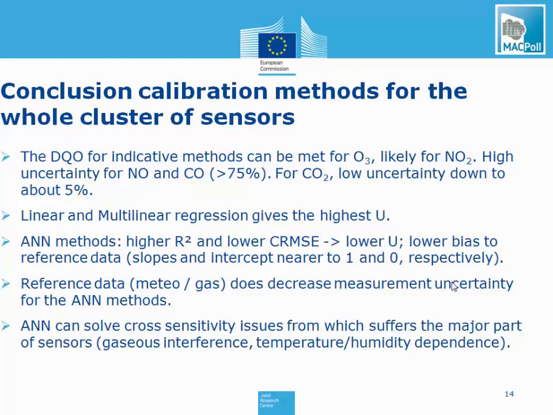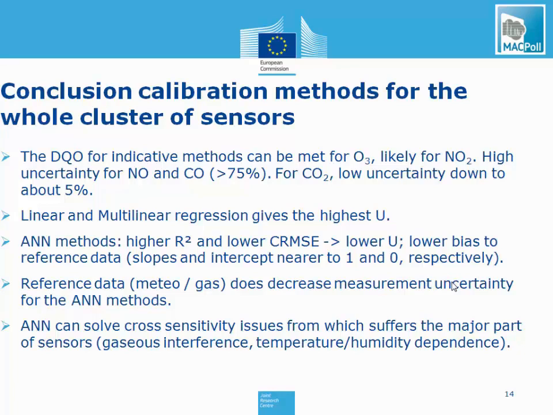So more or less, we can conclude that those famous data quality objectives can be met for the ozone sensor, even if it needs a lot of post-computing. It can maybe be met for NO2, but we will need more experiments and more NO2 in our case, so maybe another site. We only reach high uncertainty for NO and CO. It's likely that the data quality objective cannot be reached at this moment. And for CO2, we observe a very low uncertainty down to about 5%.